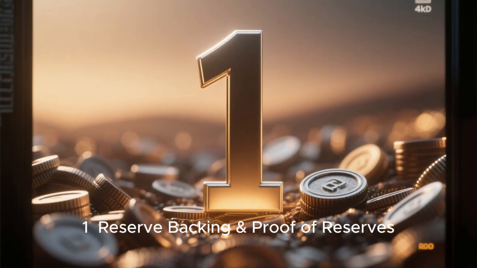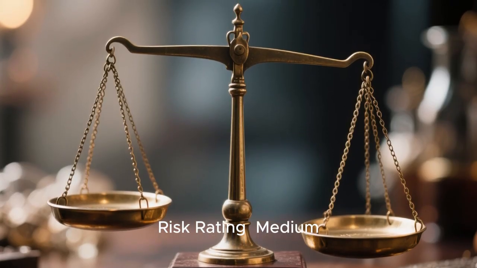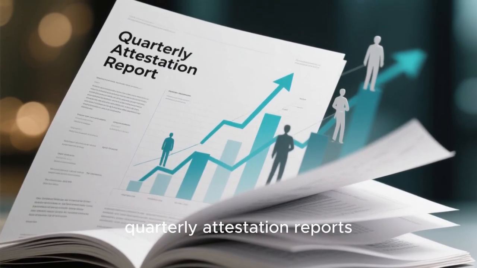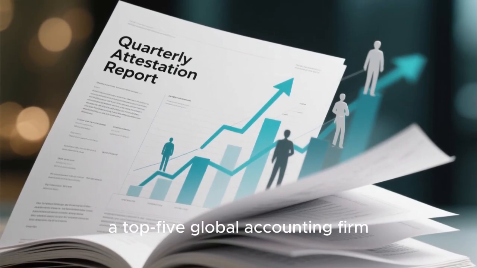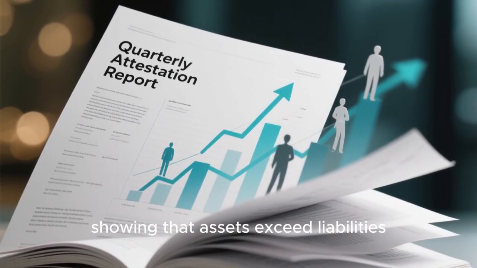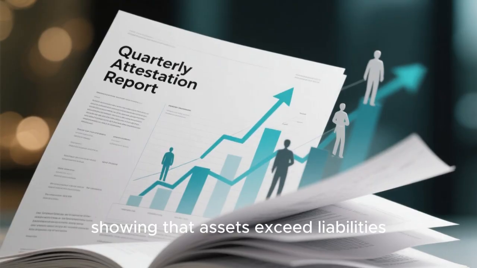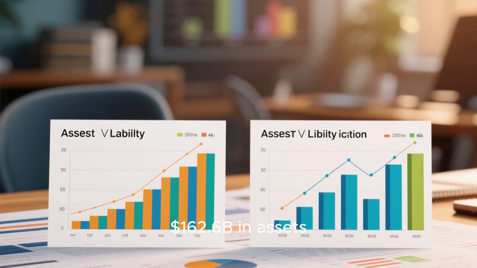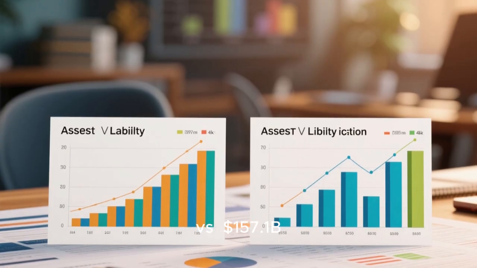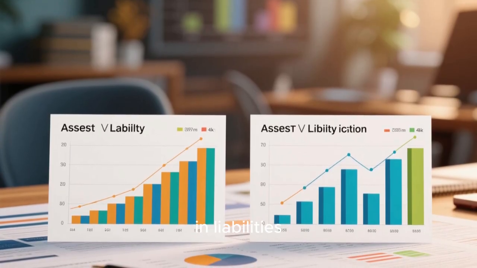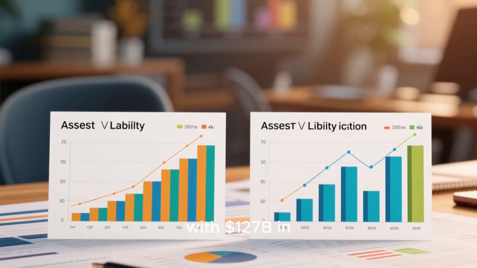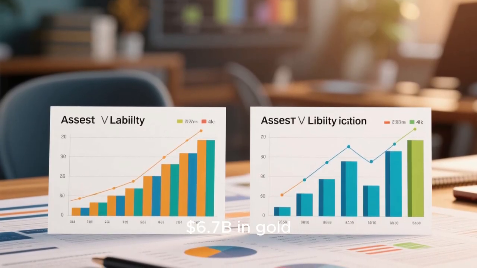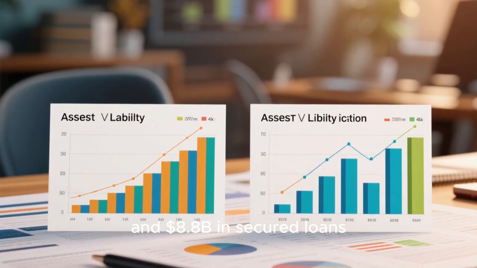1. Reserve backing and proof of reserves. Risk rating: Medium. Explanation: Tether publishes quarterly attestation reports, most recently by BDO, a top 5 global accounting firm, showing that assets exceed liabilities. As of Q2 2025, Tether reported $162.6B in assets versus $157.1B in liabilities, with $127B in U.S. Treasuries, $7.7B in Bitcoin, $6.7B in gold, and $8.8B in secured loans.